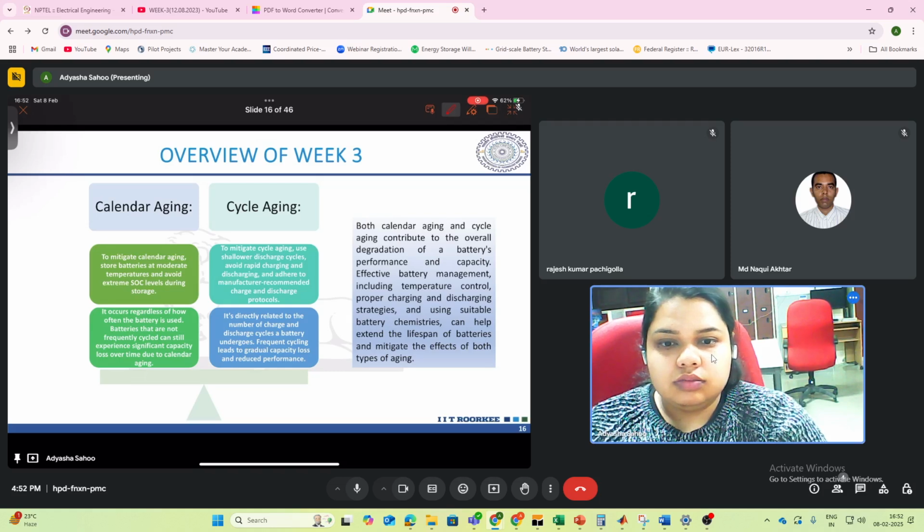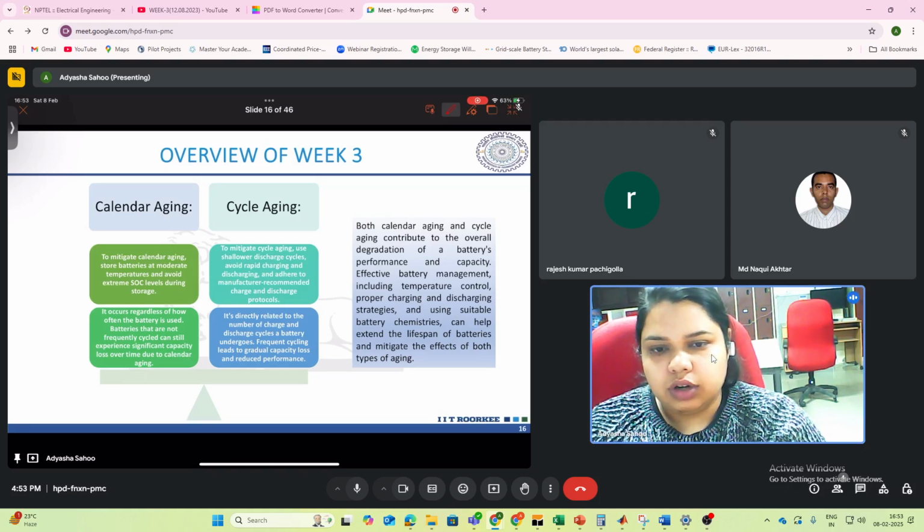Then the whole container always has some kind of cooling system. There may be ACs or HVAC type of cooling, so that the temperature at which the batteries are kept is moderated, so that they don't get heated up and the lifetime is increased, because heating will lead to faster calendar aging. So to avoid that, they are generally stored in a cool place.